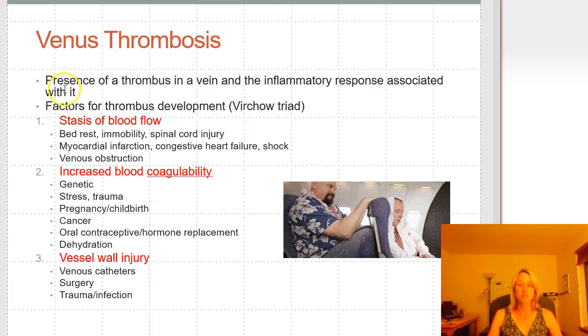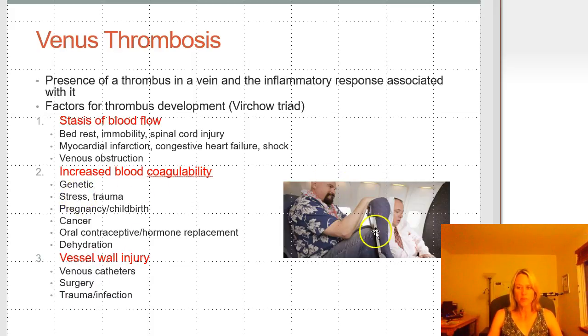So we can have stasis of blood flow, and this can be due to bed rest, immobility, spinal cord injury, MI, heart failure, shock, obstruction of the veins. Coupled with increased blood coagulability, this can be genetic, stress, trauma, pregnancy, childbirth, cancer, oral contraceptive hormone replacement, or dehydration. And then vessel wall injury. This can be caused by surgery, trauma, infection, or venous catheters.